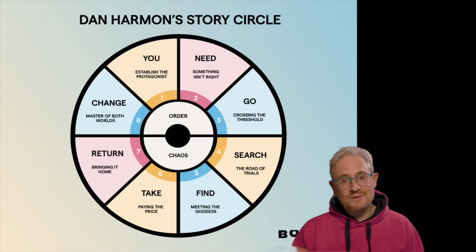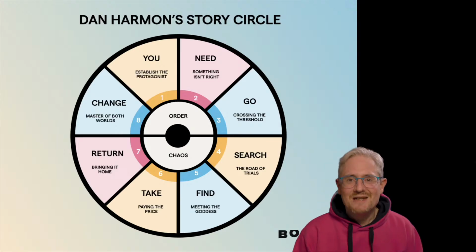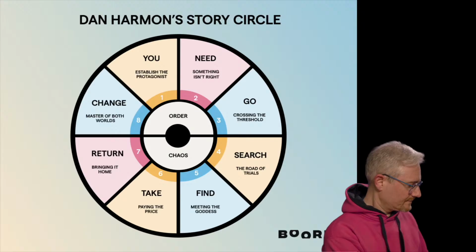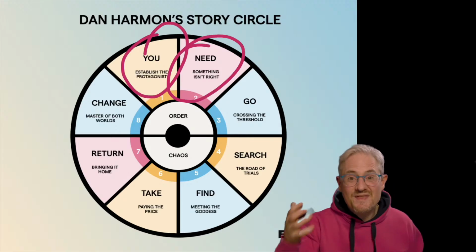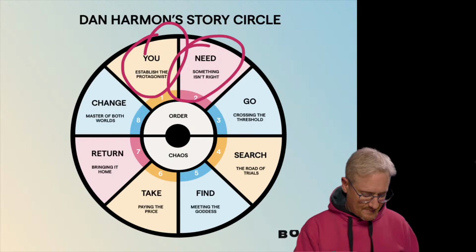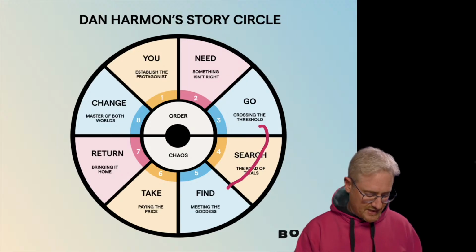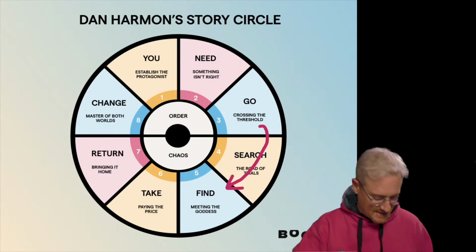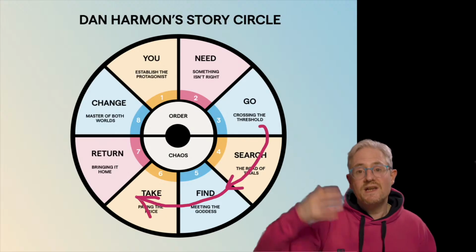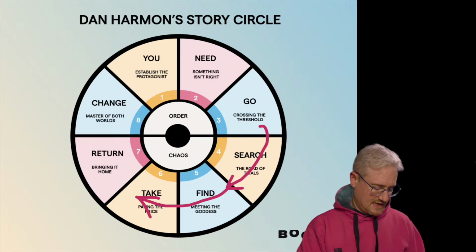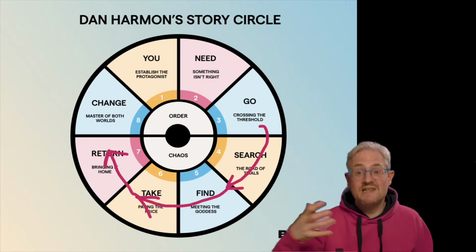Dan Harmon's story circle is a way to describe most standard stories. We start with the status quo. Here's a person, we establish the protagonist, they want something, right? And something happens that causes a change. They cross that threshold. They go on their journey. They find something. They go through these struggles. They overcome the challenges, and then they return to where they started, but they're changed now.